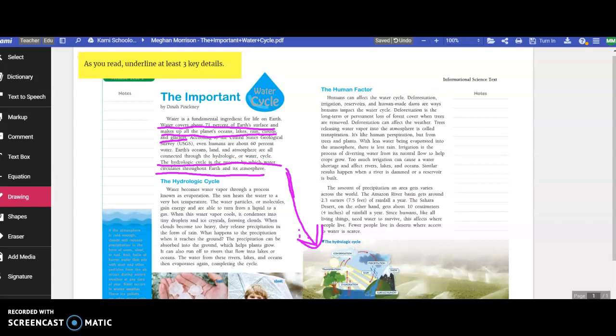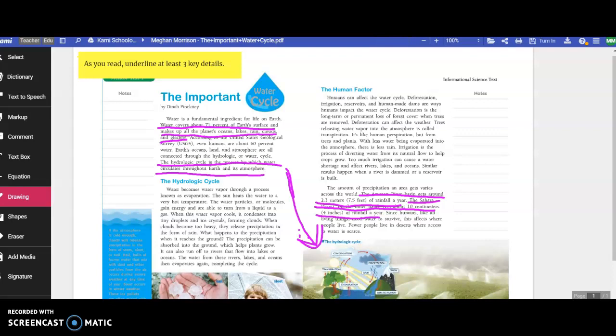Or another example, the Amazon River Basin gets around 2.3 meters of rainfall a year. The Sahara Desert, on the other hand, gets about 10 centimeters or 4 inches of rainfall a year. So we have this difference between this large river, a thick rainforest, many plants, animals, and people, versus lots of sand, hot sun, no rain, no animals, plants, or people. So this contrast between those mental images can deepen our understanding and help us to make connections to the text and understand it better. All right.